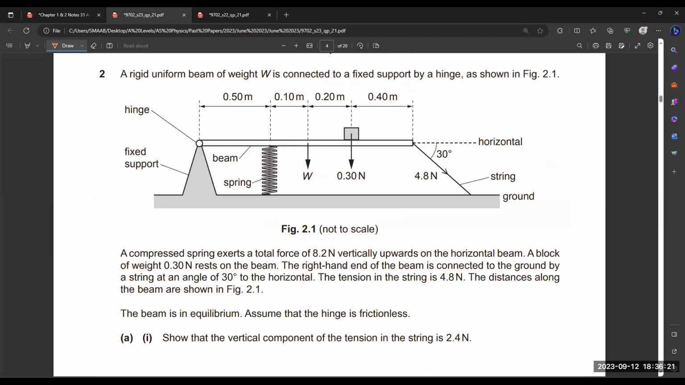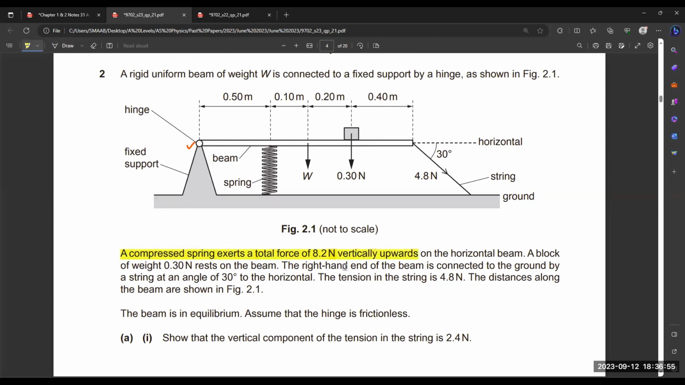Okay. Question number two is like a typical one. Let's see what they are asking. A rigid uniform beam of weight is connected to a fixed support by a hinge as shown in figure 2.1. So here is a hinge and the other side is connected with the spring. Load is also placed over it. Okay. And there are values given in total force of 8.2, vertically upward direction.